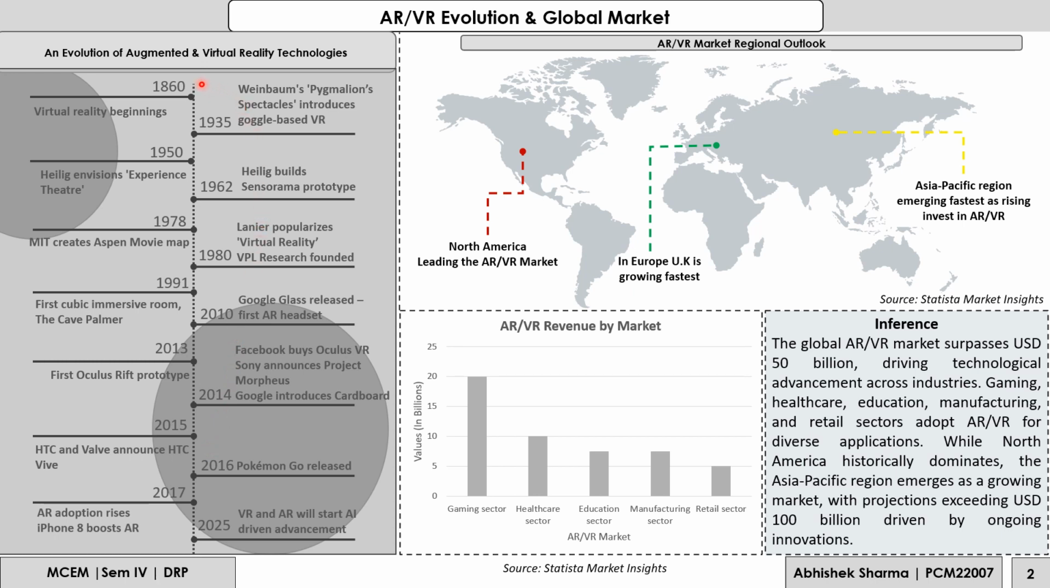Now, on the left side, this map shows the evolution of AR/VR over different years. On the right side, this global map showcases the AR/VR influence on the world market. Here we can see North America is the leader in the AR/VR market, while in Europe, the UK is the fastest growing industry. The Asia Pacific region is emerging as the fastest, as there is a rise in investment in AR/VR technology.